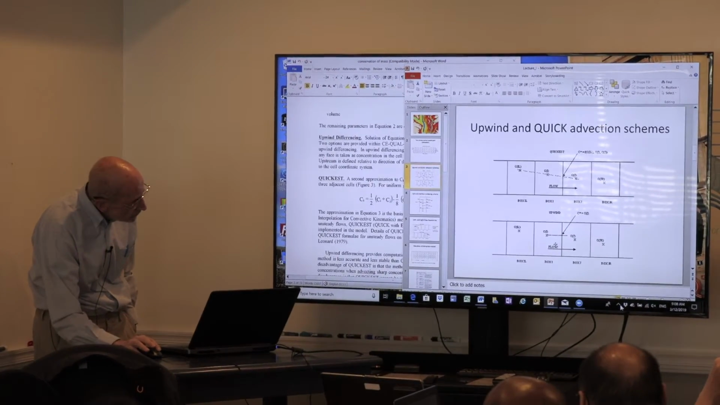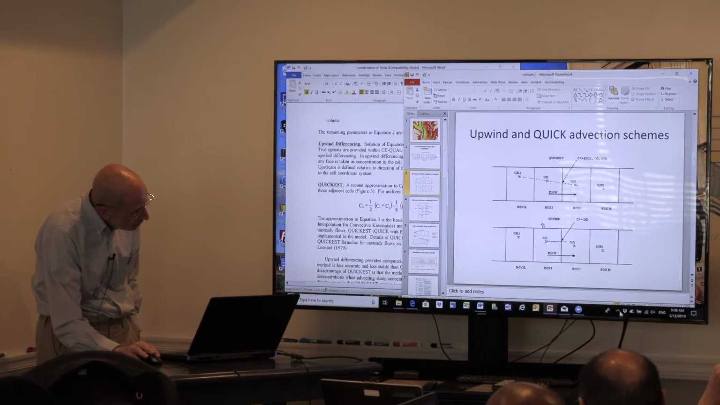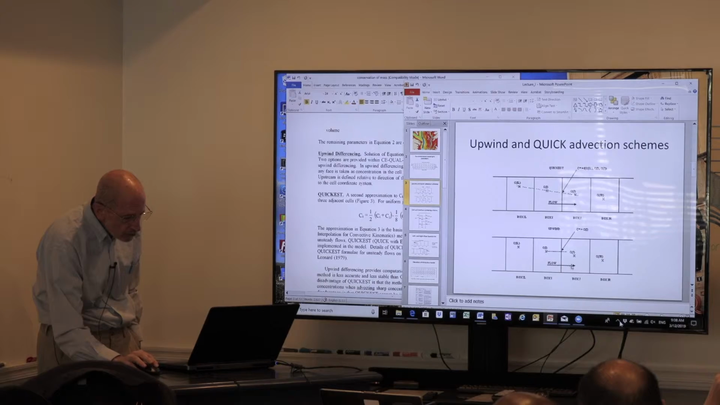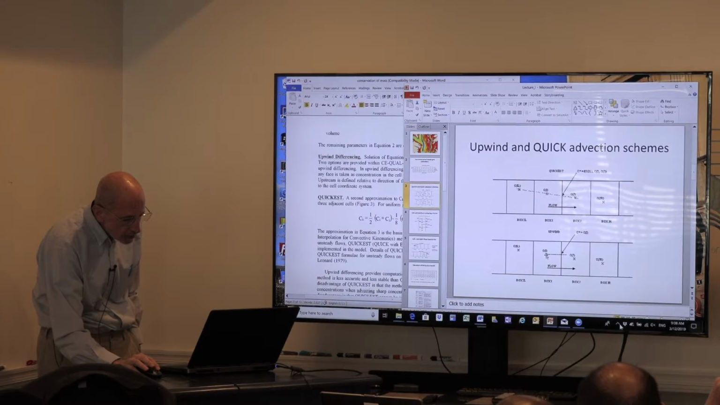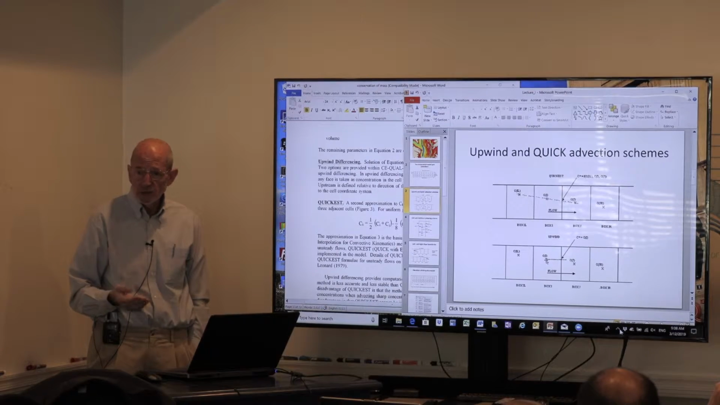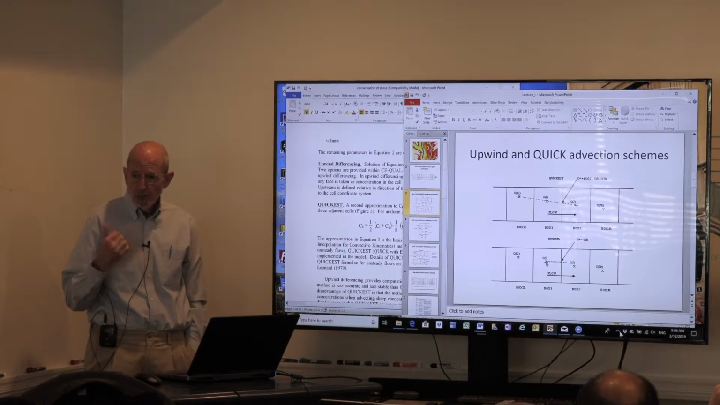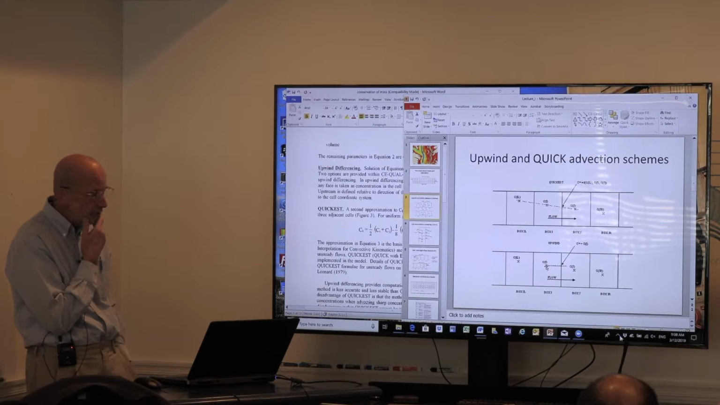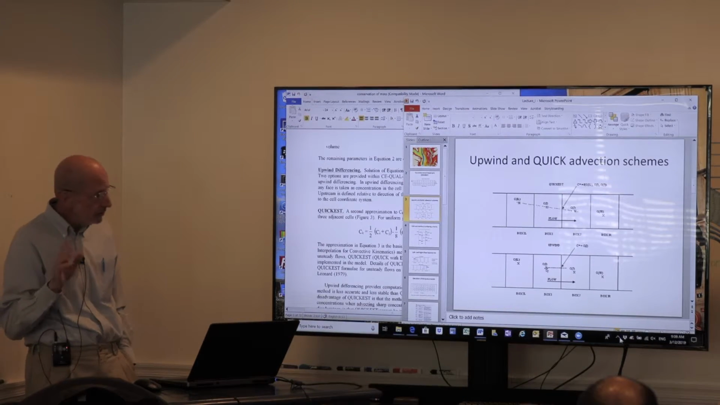And if you're using upwind differences, we simply go to this box right here. Since the flow is in this direction, we take the concentration in this box and use that as the concentration at that face. Very simple, but not particularly accurate. As we'll see, it has a lot of advantages later on.